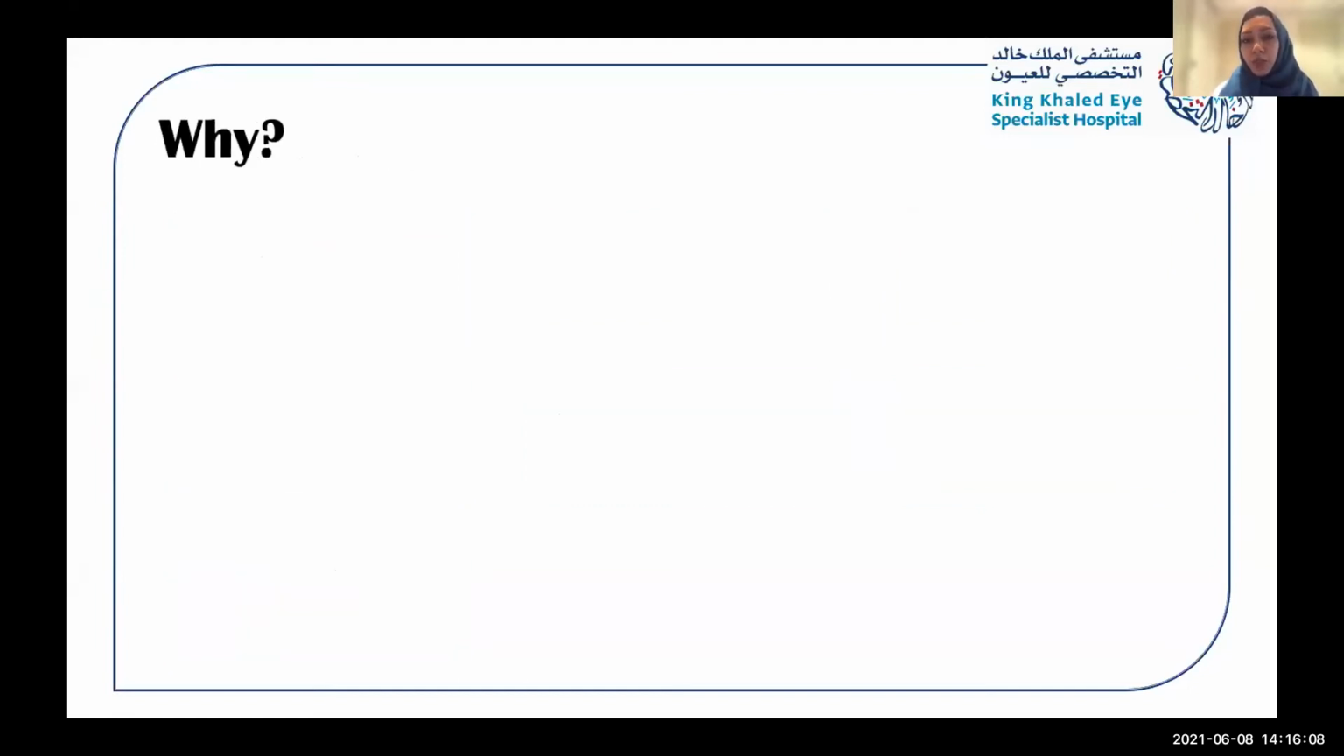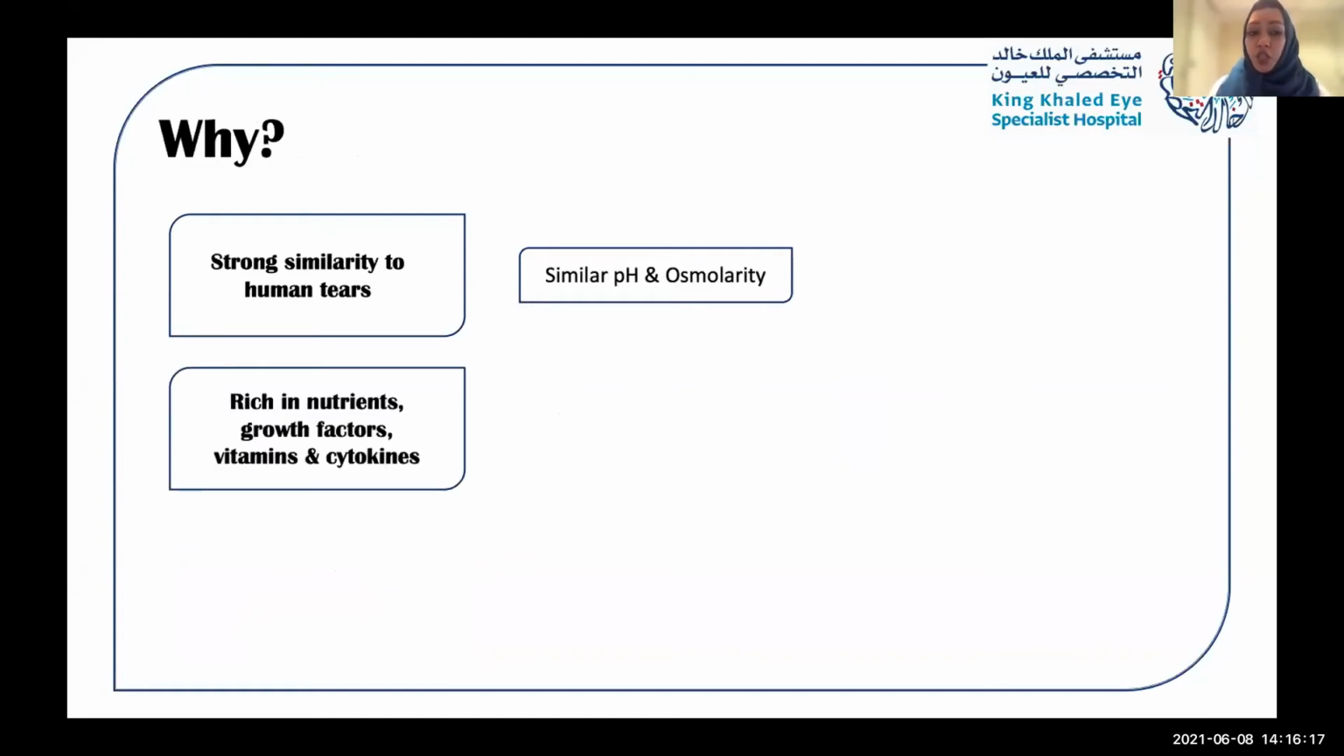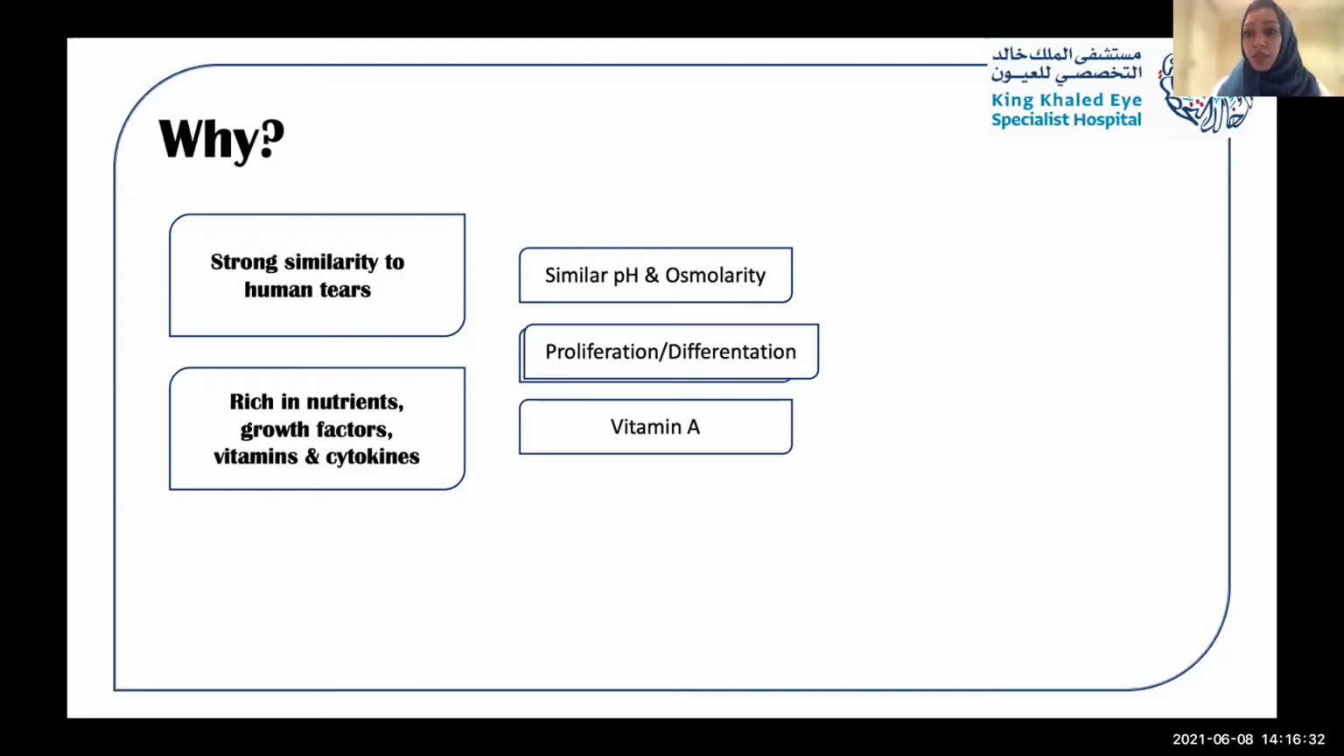Okay, what's the rationale behind using them? They have strong similarity to human tears in regards to the pH and the osmolarity. They are rich in nutrients, growth factors, vitamins, and cytokines. Like we mentioned, the epithelial-derived growth factors, the platelet-derived and transforming growth factors, all of these factors are important for proliferation and differentiation of the cells. Vitamin A is an important molecule present in the serum, and its role is that it prevents epithelial metaplasia, as well as inhibits the vascular endothelial growth factor, which controls angiogenesis.